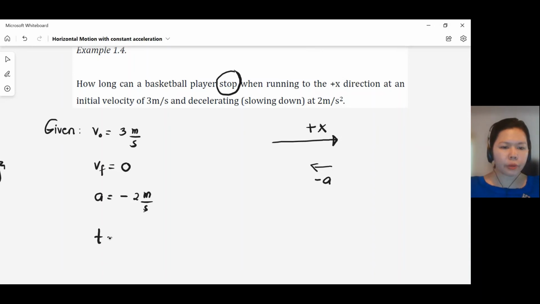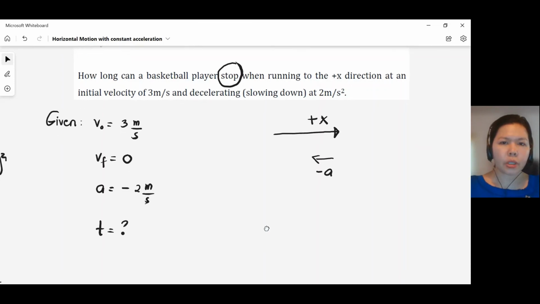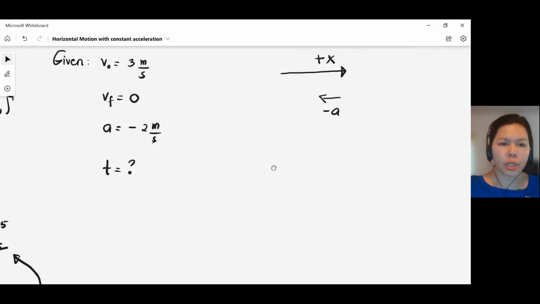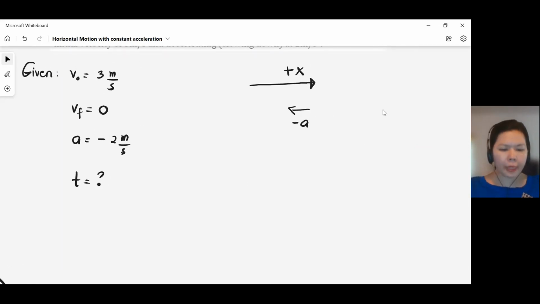And we are to solve here for time. Again, looking at the three equations that we have, a, vf, v0, and we're looking for time. We can use the first equation. You can do the checking by yourself. So using the first equation, we have a t equals vf minus v0. I have dropped already the t naught, which is equal to 0. And this t final is what we are looking for.